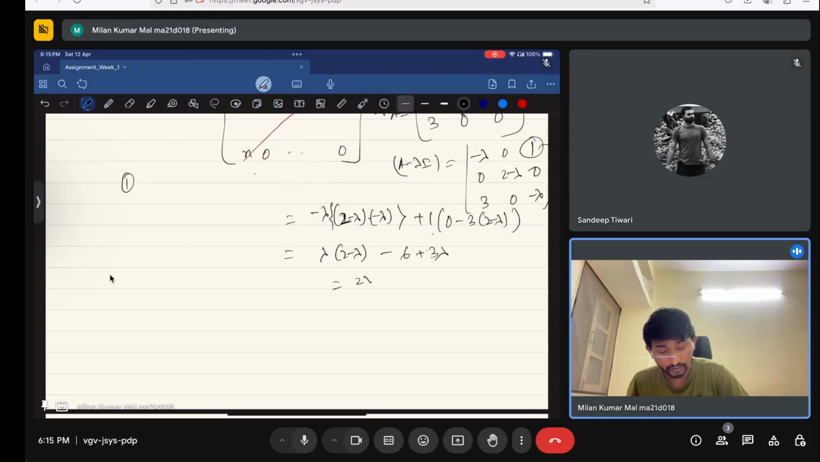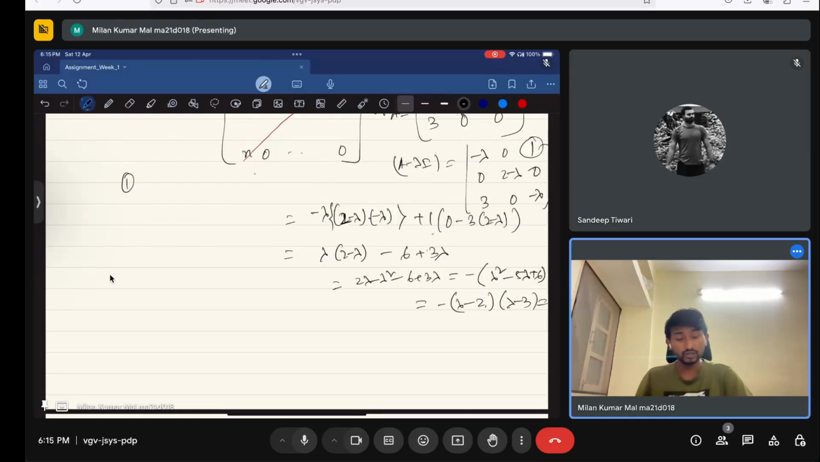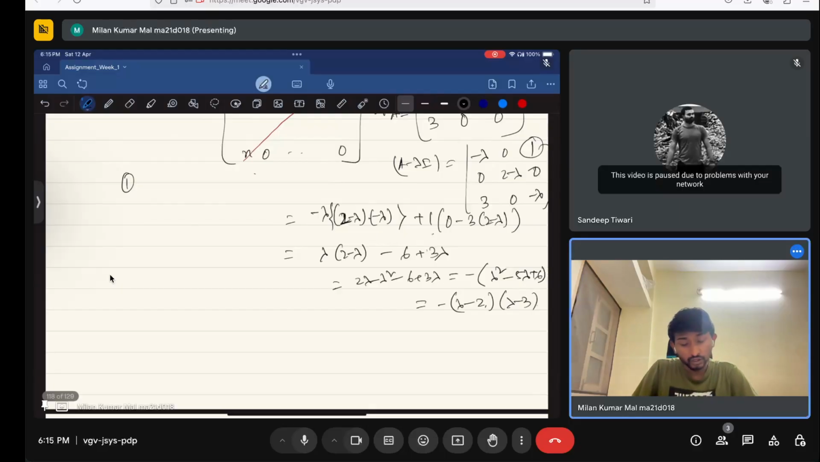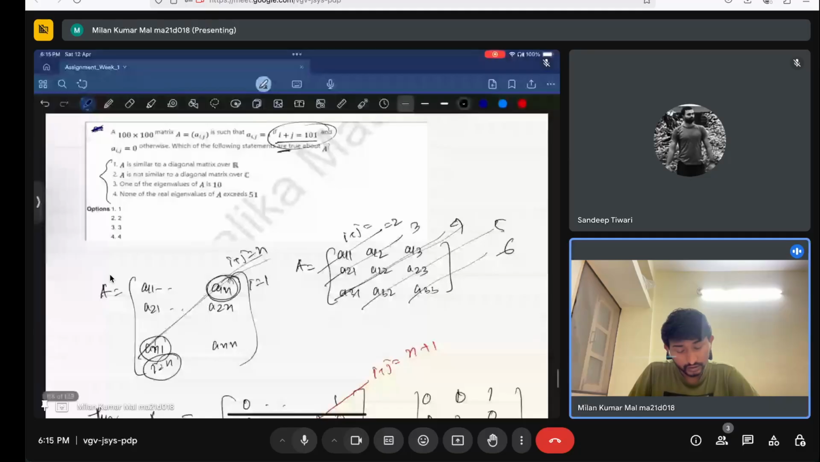So therefore it will be 2 lambda minus lambda square minus 6 plus 3 lambda. So that can be written as lambda square minus 5 lambda plus 6 equals this one. So therefore one can write lambda minus 2, lambda minus 3 equals 0. So this is the polynomial. So therefore lambda equals 2 and lambda equals 3 are the eigenvalues. But I think we should get a 3 by 3 here, that is the mistake again I'm making.